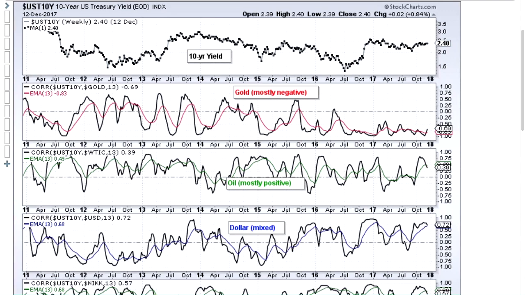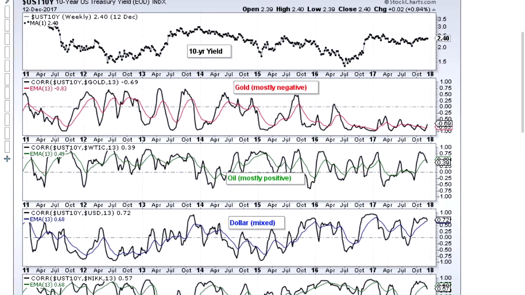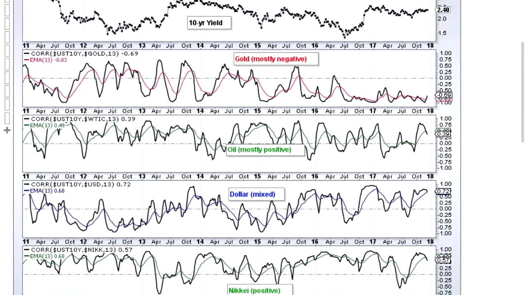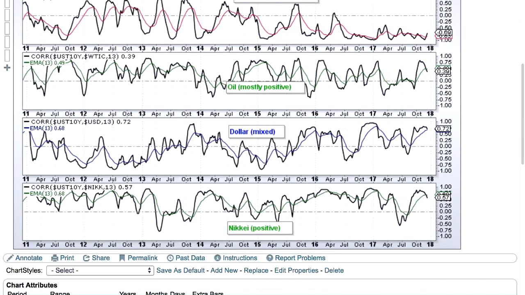Oil goes up, and that creates inflation, and so yields go up. The dollar, a bit of a mixed bag, kind of hard to tell, negative in 11, 12, and 13, and then a little bit positive, and then negative again, a little bit positive. It's basically been mostly positive since the middle, latter part of 2015. And then the Nikkei, look at that, a strong positive correlation to the 10-year.